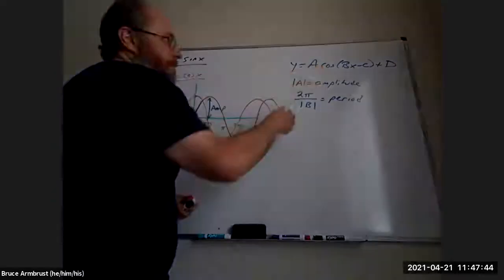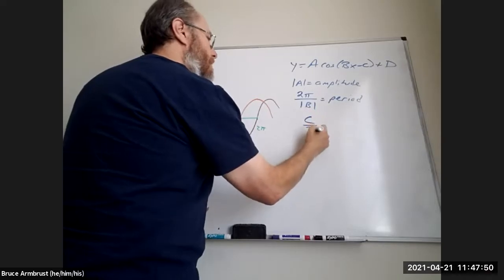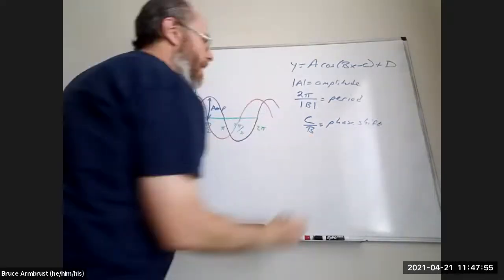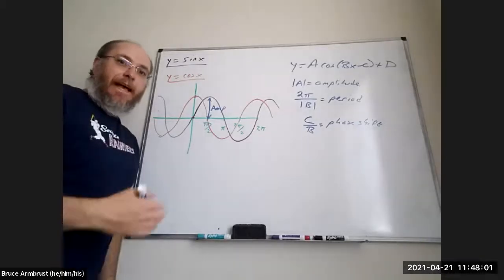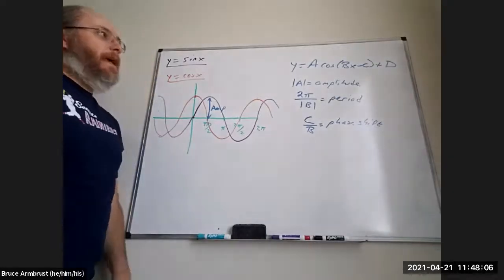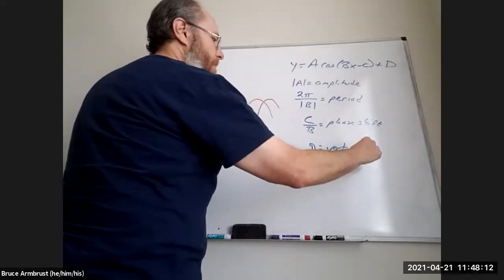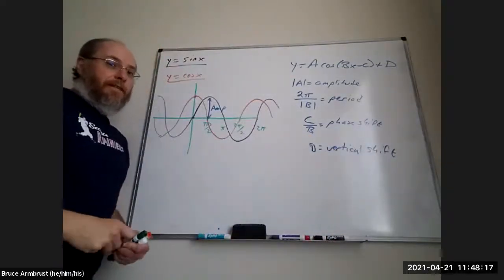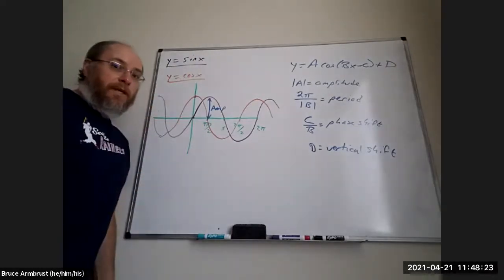The C does what we call a phase shift. And it turns out you do have to divide by B because of order of operations. But your phase shift is C over B. And that just tells you how far left or right we're going to move this. And then the D is a vertical shift. So it's just going to shift it up or down. Just literally imagine taking this graph and moving it up or down. So that's what all those four pieces do.